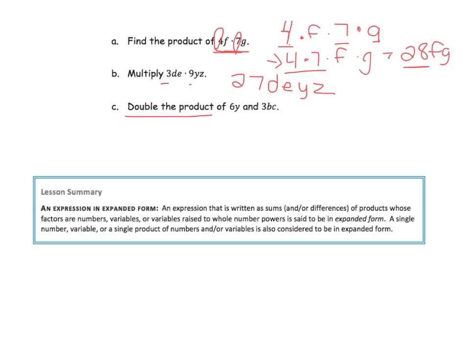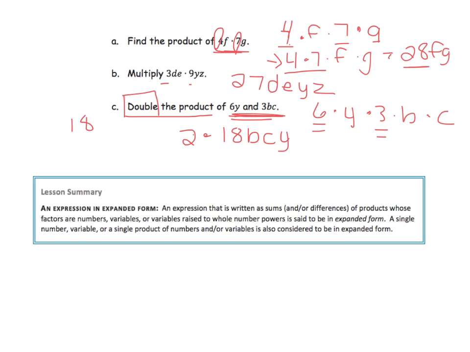This one is interesting. Double the product of this. So I'm going to do the product of this first. So 6 times 3 is 18, and then I have a y, and actually I'm going to expand this out so you can see it a little better. So I did these, and now I'm going to put the variables in alphabetical order, B, C, Y, and then it says double. Double means if you have 6 cookies and you double that, you have 12 cookies. So you're multiplying this by 2. So 18 times 2, 2 times 8 is 16, carry the 1. So now I have 36 B, C, Y.